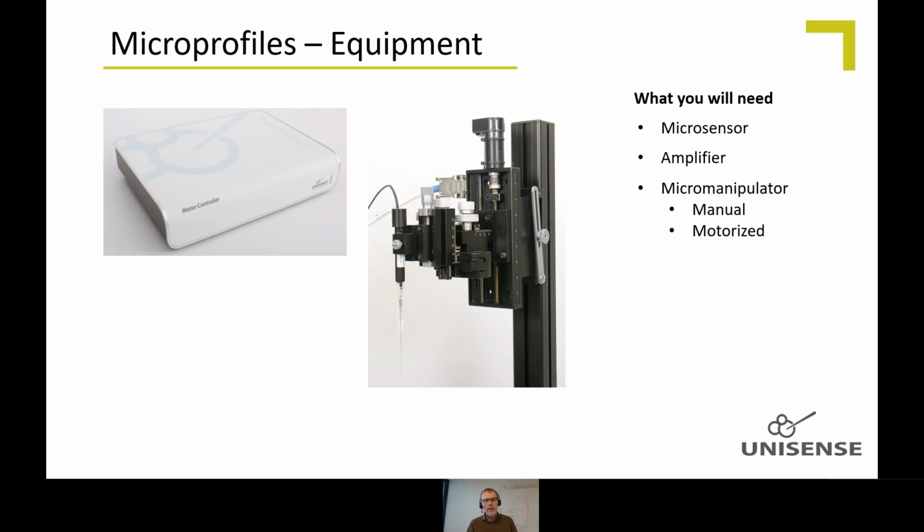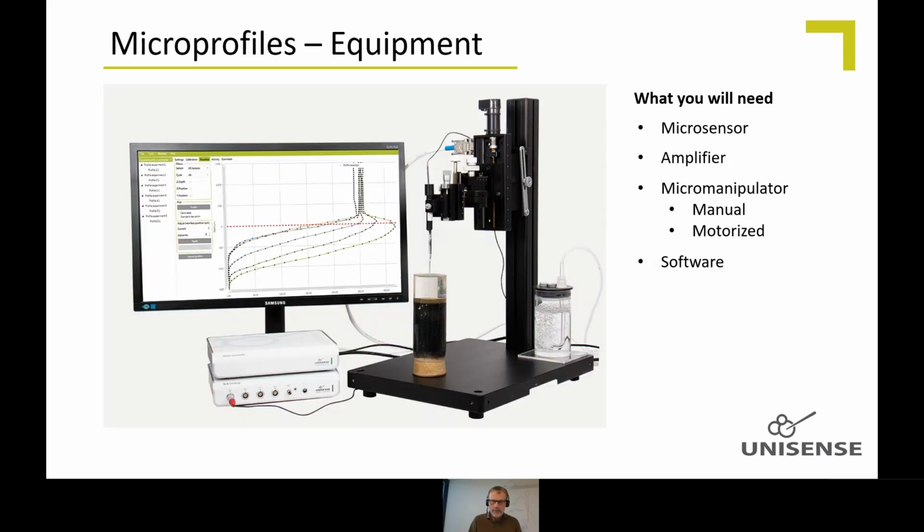If you want to use the manual one only, then you don't need this linear stage. You just need the manual micromanipulator. Then you use the micrometer screw here to move the sensor up and down in steps down to 10 micrometers at a time. Then you'll need software as shown here. This will operate the motor controller and drive the sensors up and down. It will do automatic profiling, so you just specify what step size you want to work with, and then it will do it all by itself and collect the data. It will also allow you to do the calculations, which I'll show tomorrow.